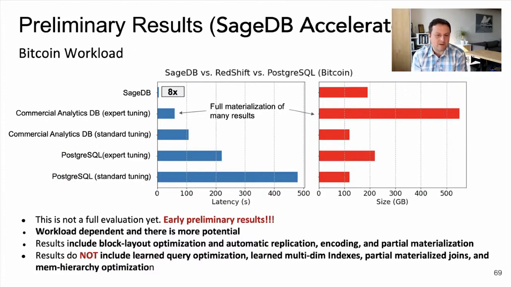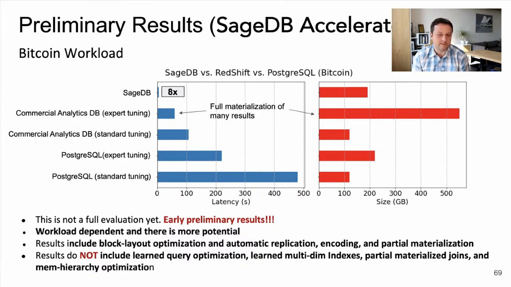Here are some very, very initial results that show that currently at the SageDB, we are roughly 8 times faster than a highly tuned commercial analytics database in the cloud. We try to keep most of the hardware and everything the same. I also should mention that the highly tuned one gets its performance through a whole bunch of materialization. So essentially they create a bunch of materialized views. Whereas if you would use the more standard configuration without creating all these materialized views, we are already much faster than just 8x.